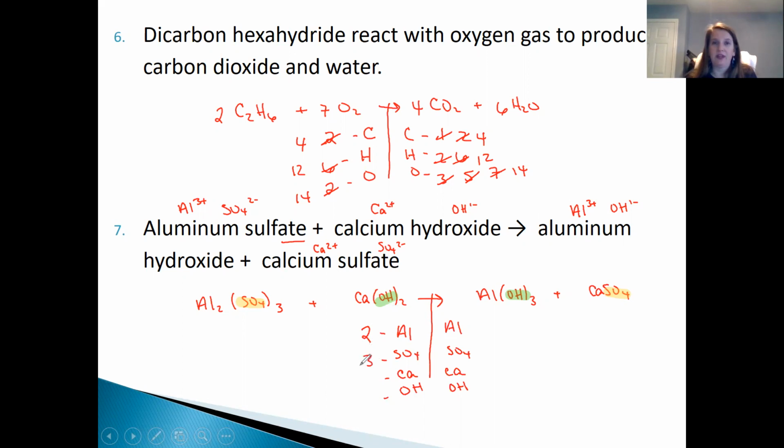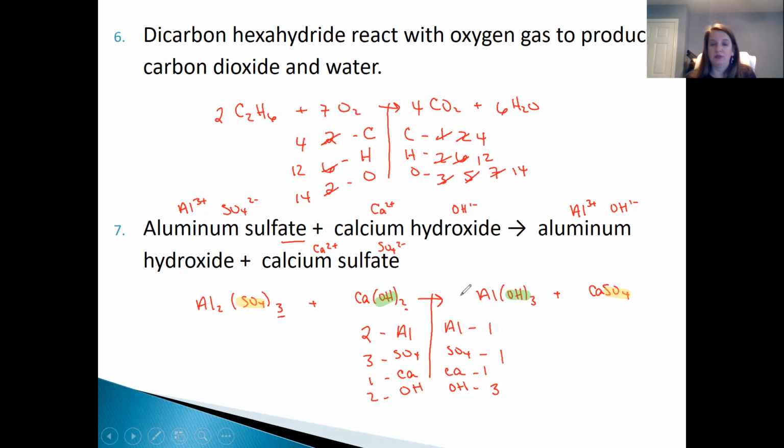So on the reactant side, I've got 2 aluminums. I have 3 sulfates because of this 3 back here. I have 1 calcium, and I have 2 hydroxides because of this 2 back here. On the product side, I've got 1 aluminum. I have 1 sulfate, because remember, sulfate is SO4. This 4 doesn't mean I have 4 sulfates. I have 4 oxygens, and that's part of the sulfate ion. Okay, I've got 1 calcium, and I have 3 hydroxides. So we can balance our polyatomic or our metals and nonmetals first. So I have 2 aluminums.